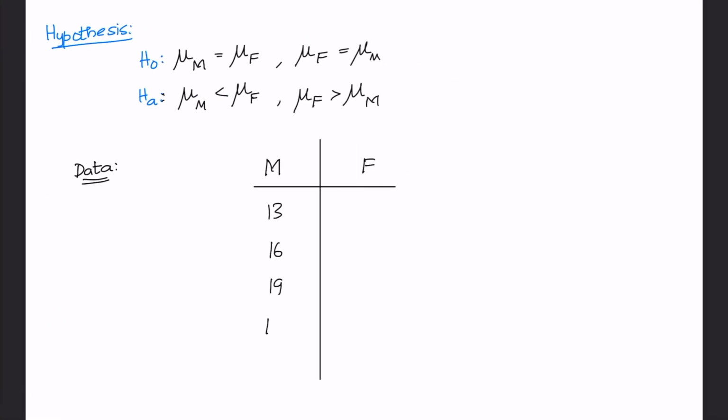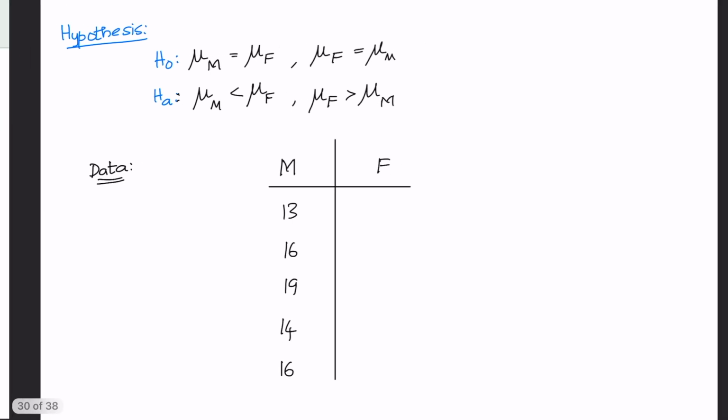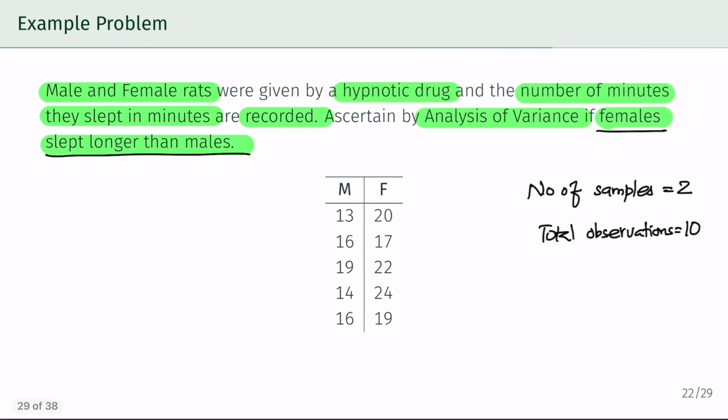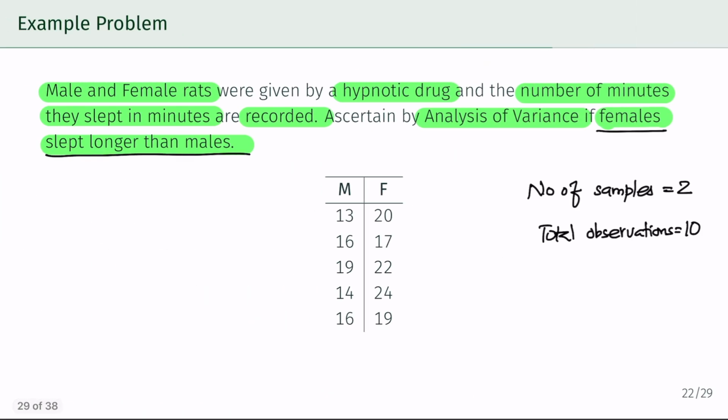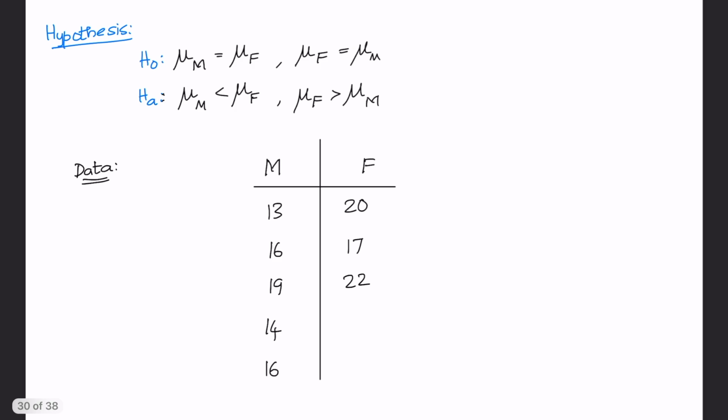So you have 13, 16, 19, 14 and 16. Next you have 20, 17, 22. Next you have 24, 19. Again, this is a simpler process. So let's start with the males.